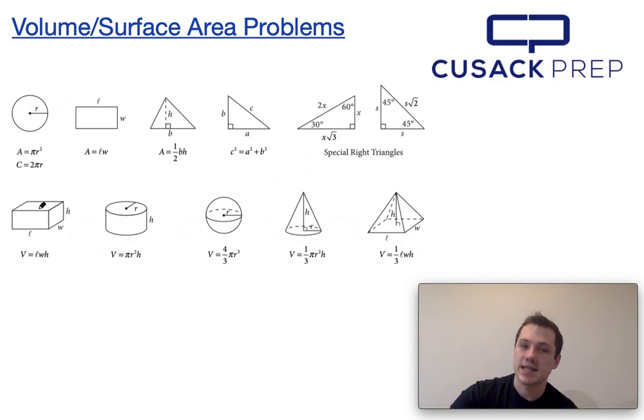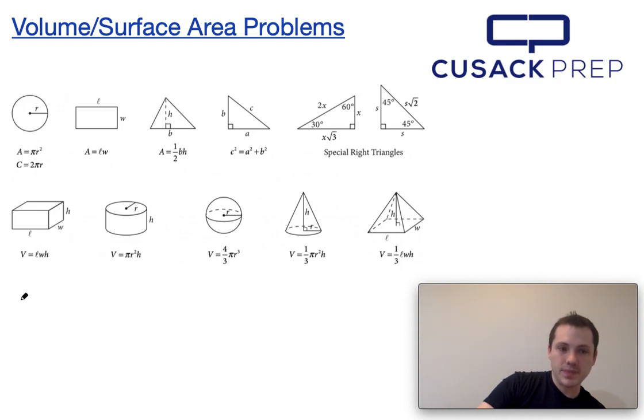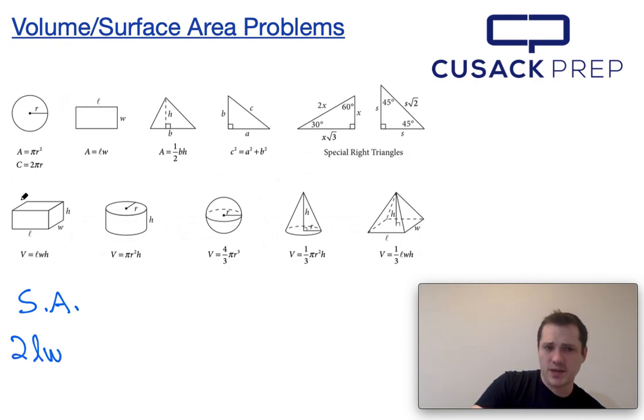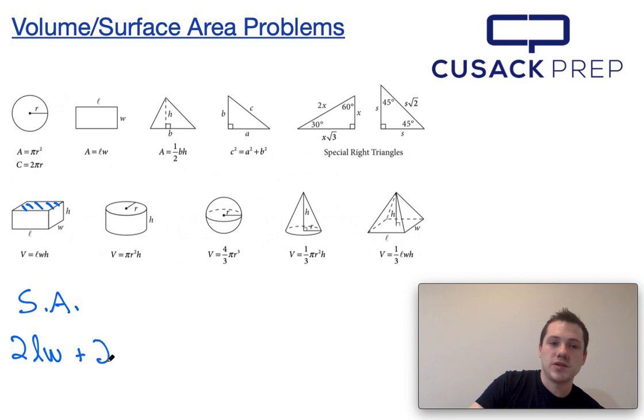So if I were to look at this shape right here, this rectangular prism, I can see that it has 6 sides, and each of those sides has an identical side that's directly opposite of it. So the surface area for this shape would be 2LW. Basically what I'm doing when I do L times W is I'm finding that area. The 2 represents the fact that there's this face on top and there's an identical face that's on the bottom, plus 2LH.